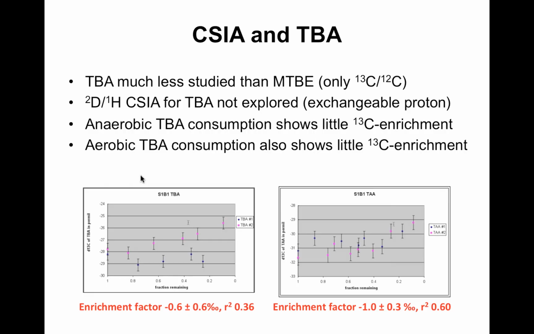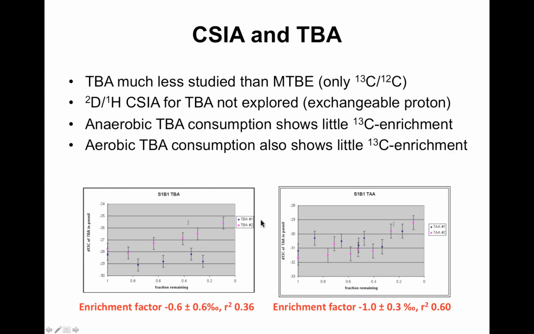And part of the reason for that is that the alcohol group on TBA has an exchangeable proton. That exchangeable proton means that it can potentially impact the hydrogen isotope fractionation and make the data very difficult to interpret. So that's probably one of the reasons why TBA has not been looked at. Another reason is that the enrichments that do occur appear to be very small. TBA consumption seems to result, under anaerobic conditions, in very little C13 enrichment.